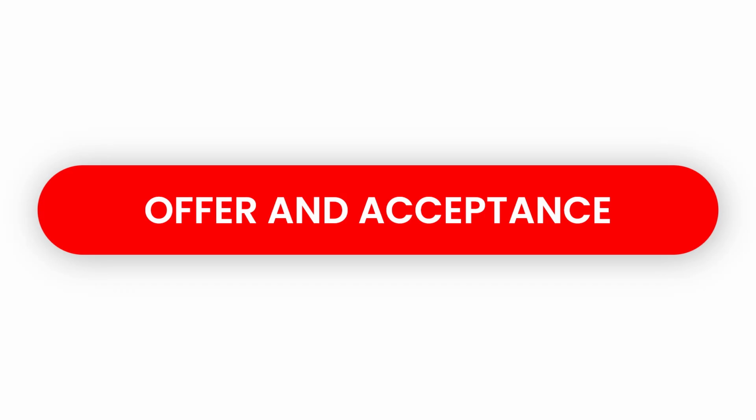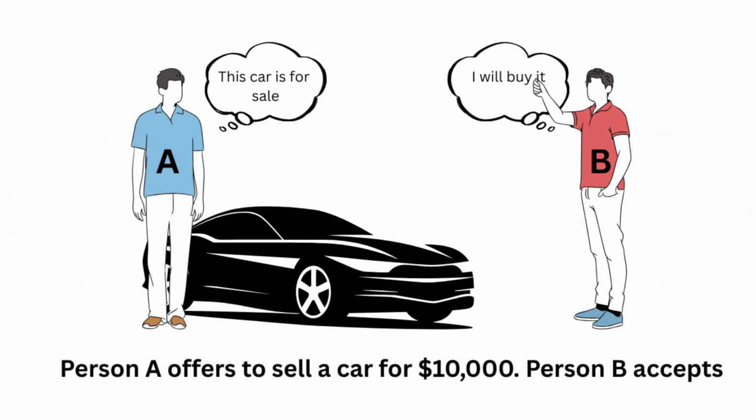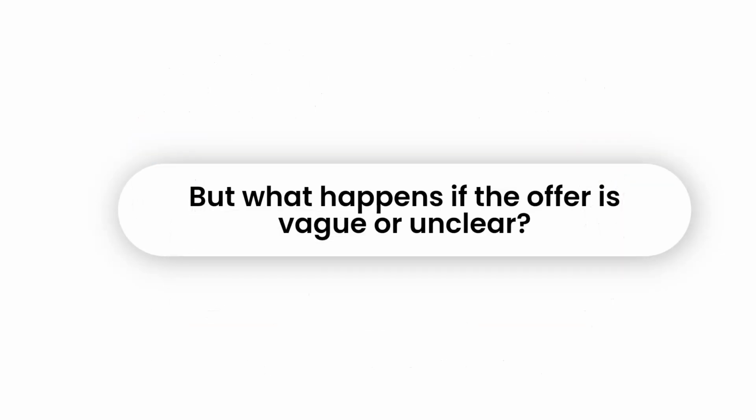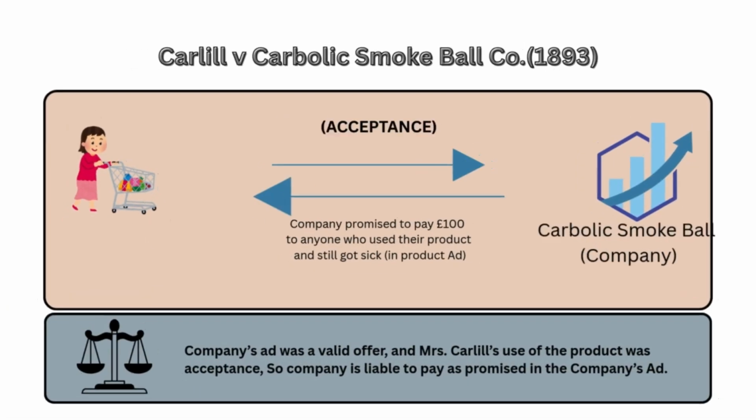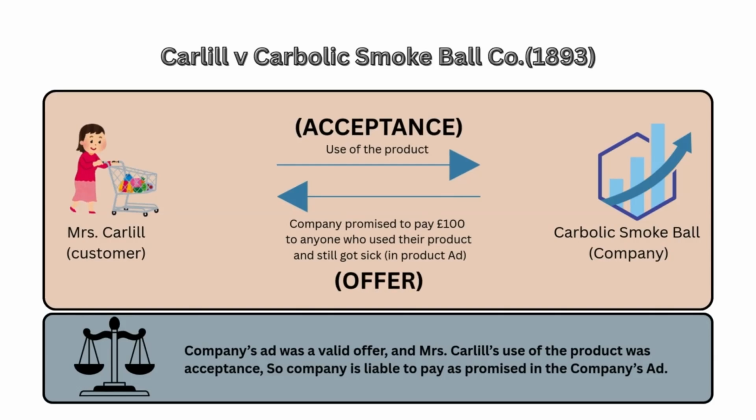First up, there's offer and acceptance. Let's say B wants to buy a car. If A offers to sell it to B for $10,000, that's an offer. When B says, I accept, the offer is accepted, and A and B have created a basic contract. But what happens if the offer is vague or unclear? The law says an offer has to be specific.